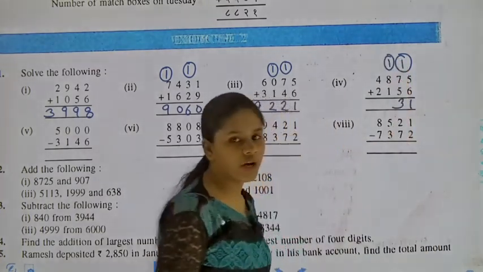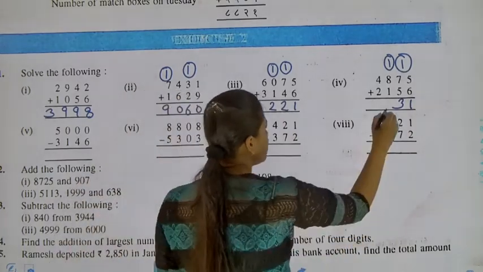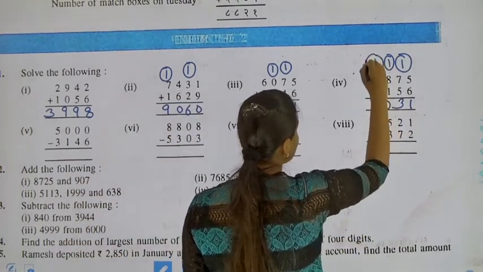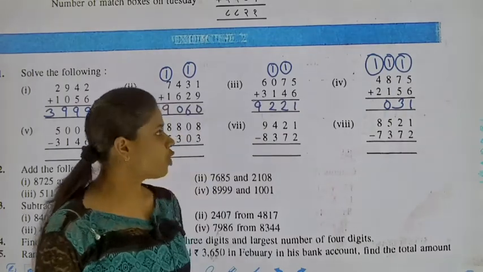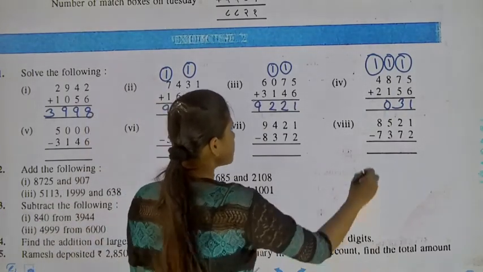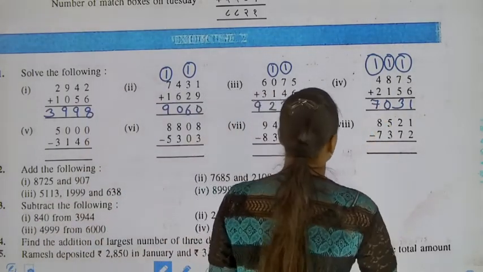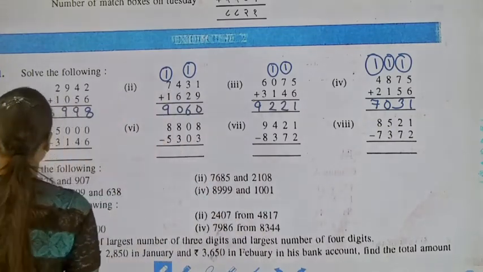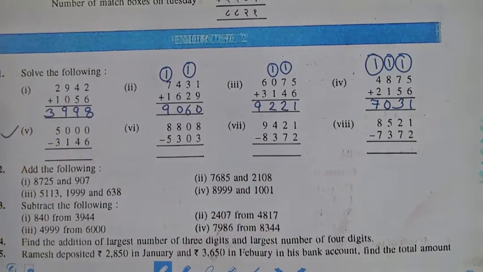8 plus 1, 9. 9 plus 1, 10. Again 1, carry over here. 4 plus 2, 6. 6 plus 1, 7. Now move to the next one. From fifth part, we have to do subtraction.